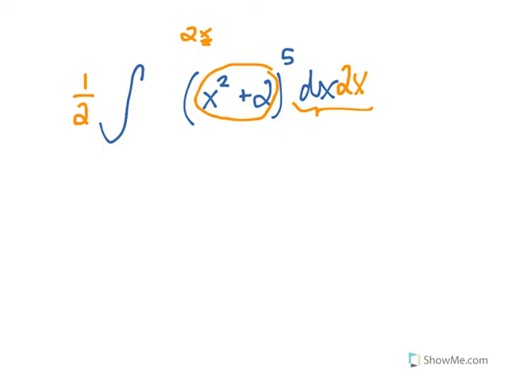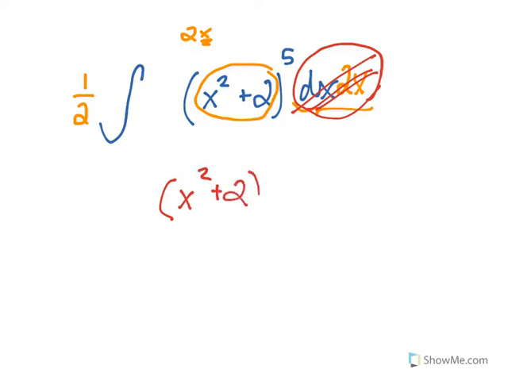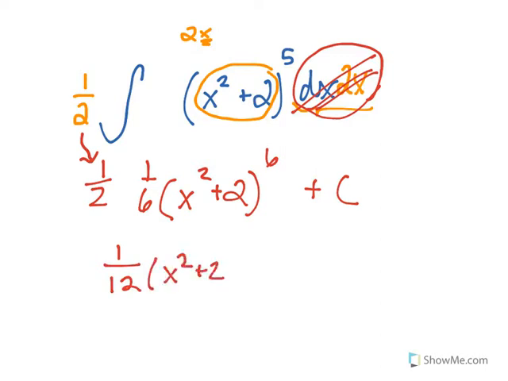I'm ready to proceed. When I integrate, you can think of these as derivative parts. The integral sign cancels those out. They're gone, and I'm integrating just something to the fifth. Well, the integral of something to the fifth is something to the sixth times 1/6 plus c. And then the additional 1/2, any constants I have lying around have to come with me. And I can simplify this to 1/12 x squared plus 2 to the sixth plus c.